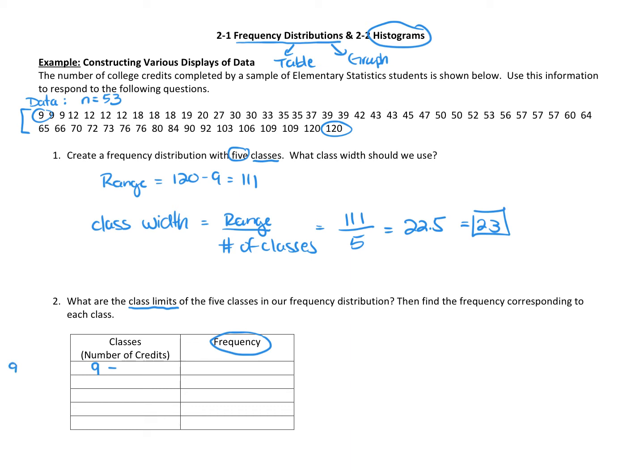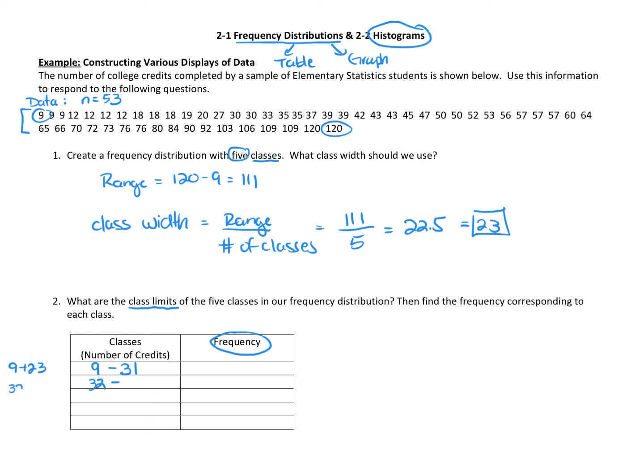I'm going to take 9, add 23 to it, and the number that I get, 9 plus 23 is 32. 32 is going to be my next lower class limit. And so if my next lower class limit is 32, then that means that my first class upper limit is going to go from 9 credit hours to 31 credit hours. And then you keep repeating that process.